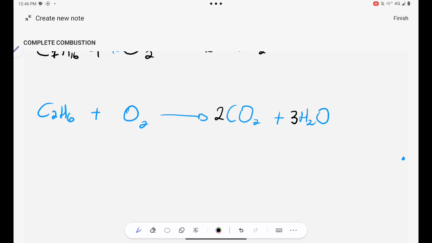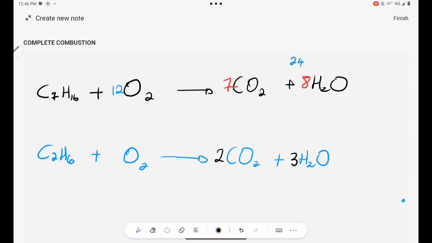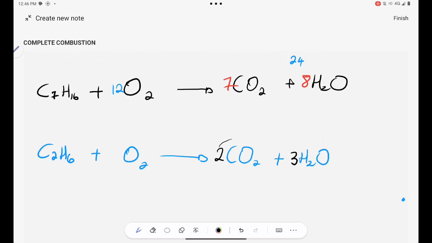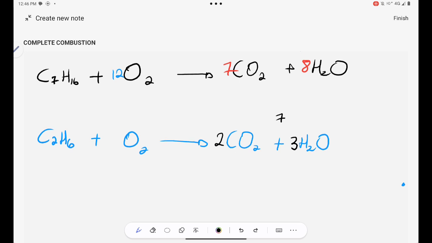But the number of oxygens, I have 2 times 2, which is 4, plus 3. 4 plus 3 will give me 7. Are you together? That's 7. Remember that the coefficient of oxygen has to be half of the total number of oxygens which are on the right hand side. So half of 7 is simply 7 over 2.